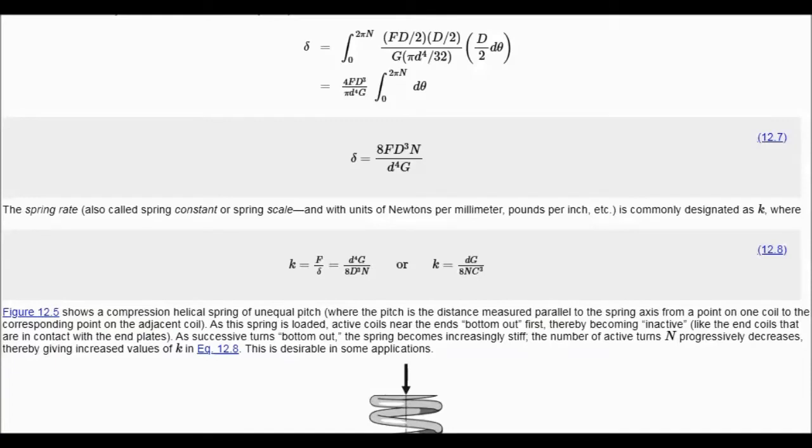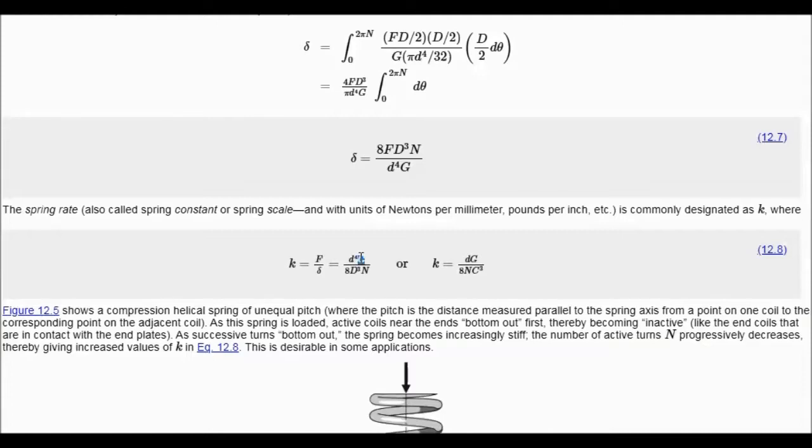So we can go to page 352 of our textbook and take a look here at equation 12.8. So we can go down to 12.8 and we can see this here is a spring rate, also called the spring constant or spring scale, with units of newtons per millimeter or pounds per inch, etc., commonly designated as K, where we have now this relationship here, where K is equal to our static load over our deflection, which is equal to a lowercase d, which is our wire diameter, to the fourth times constant G, which we're going to look up from a table in the back of the book for steel, and then we're going to have divided by 8 times capital D, which is the coil diameter, to the third, times N, which is our number of active coils.